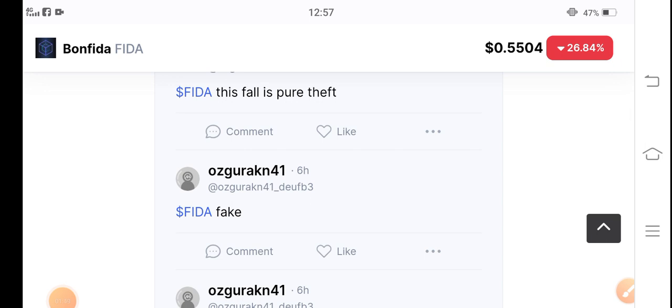If you're already holding Fida token, I recommend that you please hold for a long time. And if you want to buy, now is the best time for buying Fida token.